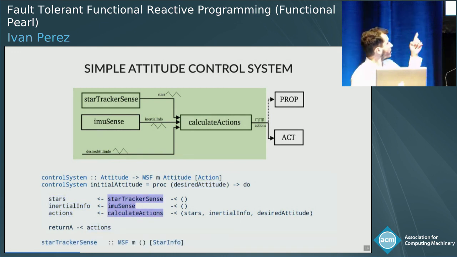Yeah, just the things in the middle are the monadic stream functions. So these are, in this case, the star tracker is a monadic stream function that doesn't need any input, and it's giving you data. So is the IMU. And the calculate actions are monadic stream functions that are processing the input information from the stars and the desired attitude and giving you the actions. And just one signature, that's the signature of the monadic stream function for the star tracker.